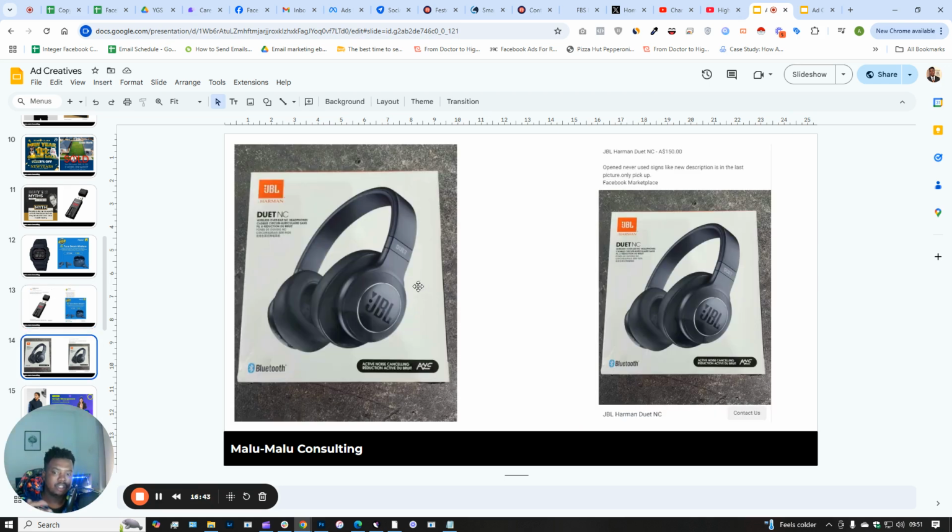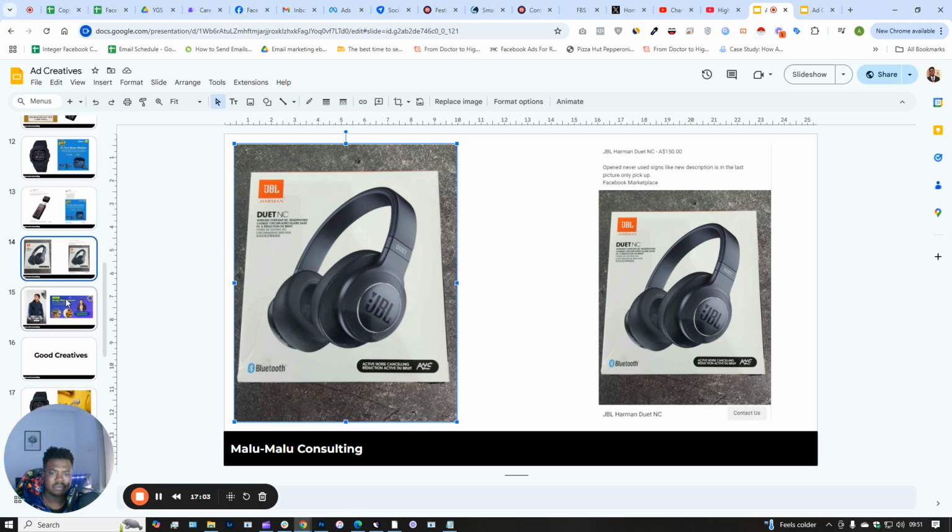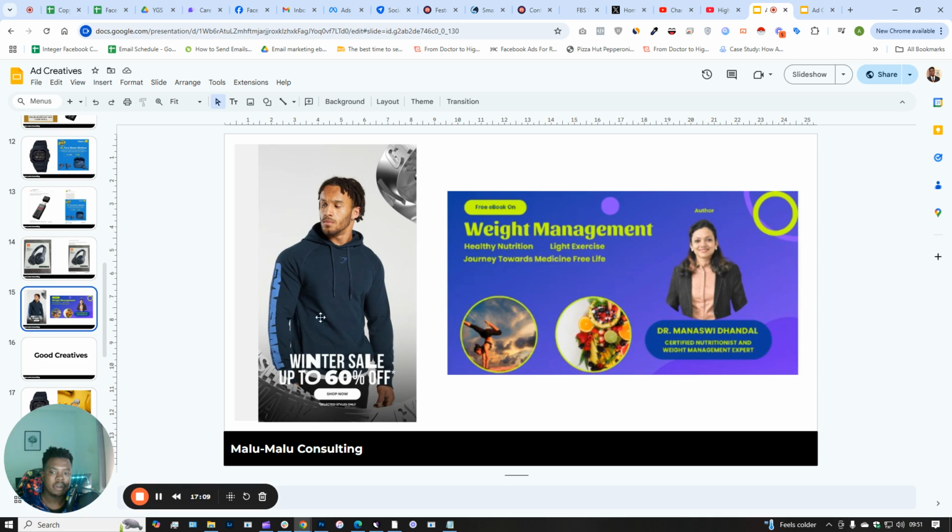So this one, he's selling headphones. The problem is, number one, of course, we see the headphones, but there's no clear benefit. There's no reason why you would buy these headphones over Beats or over Skullcandy or so many other headphone brands. And of course, we read the copy over here, but we're not going over the copy over here.